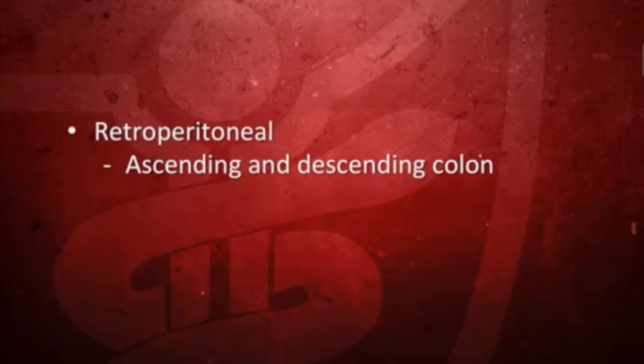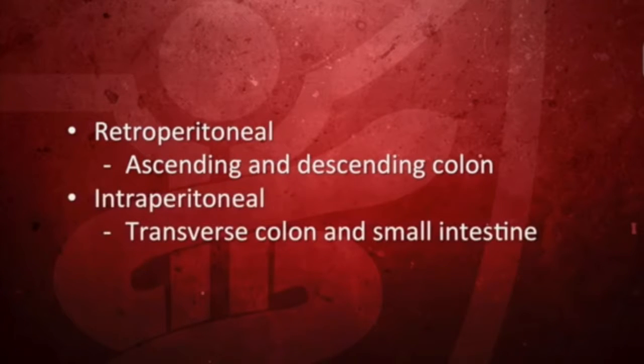The vertically oriented part of the colon on the right side of the peritoneal cavity is called the ascending colon. And then there's a transverse or a horizontal portion called the transverse colon, and then another vertical part on the left side called the descending colon. Now the ascending and descending colon fuse to the posterior abdominal wall, and therefore they become secondarily retroperitoneal, while the transverse colon and the small intestine remain intraperitoneal. Still with me?